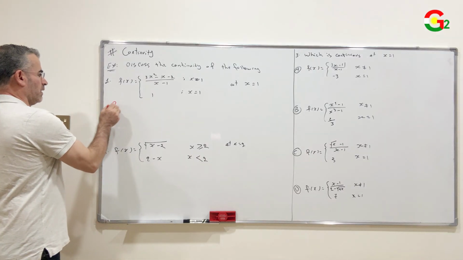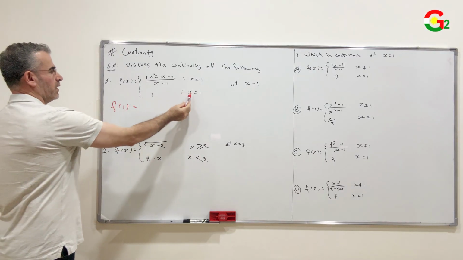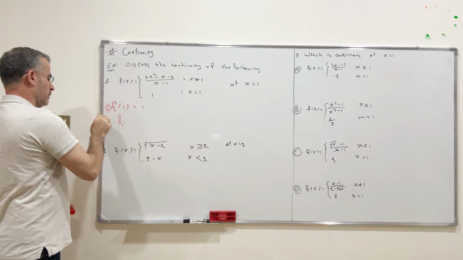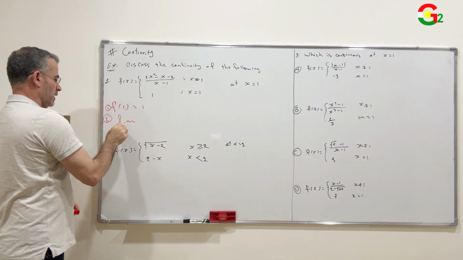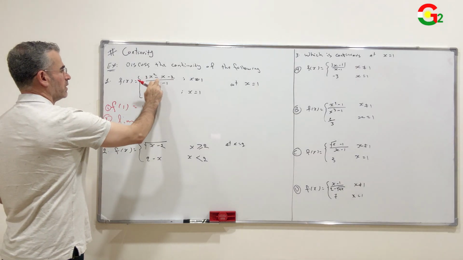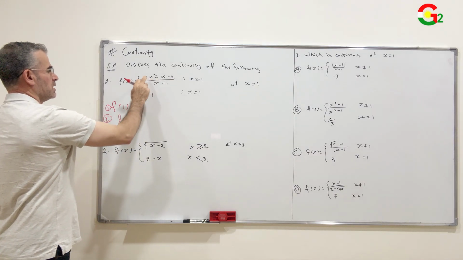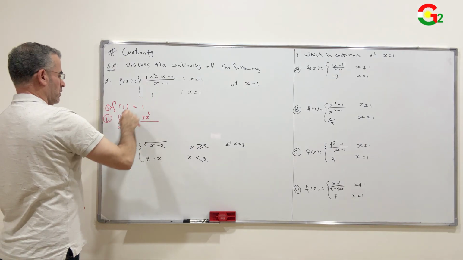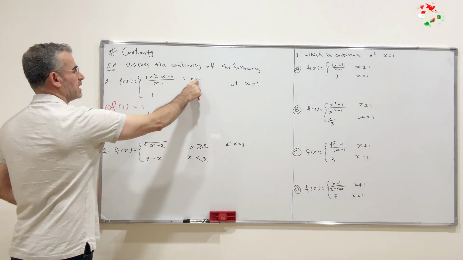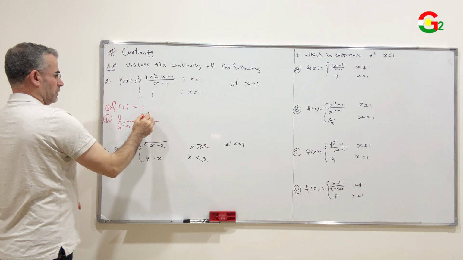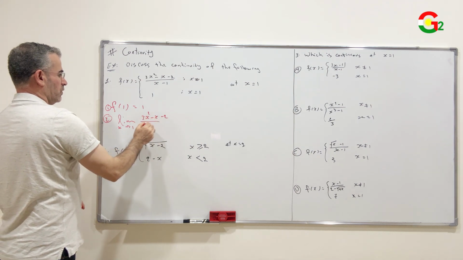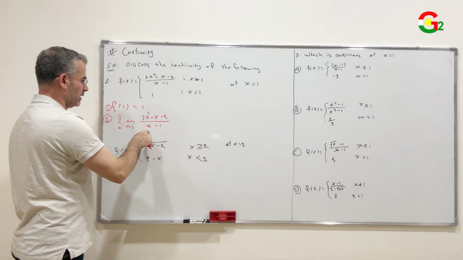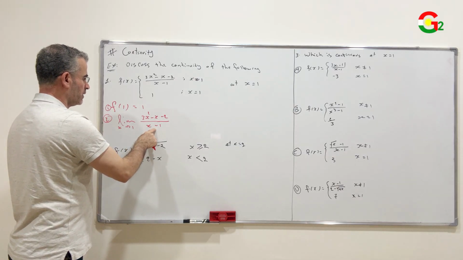First, I find f of 1. f of 1, when x equals 1, is 1. Then I'll find the limit when x approaches 1. When x approaches 1, it means x is not equal to 1, so I use this segment: (3x² − x − 2)/(x − 1). If we substitute directly, then the denominator will be 0.